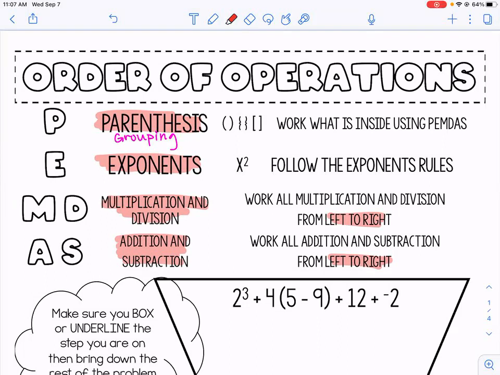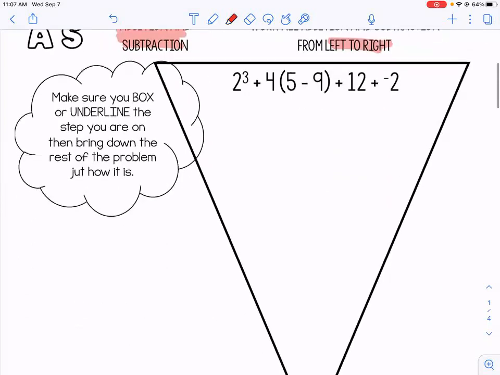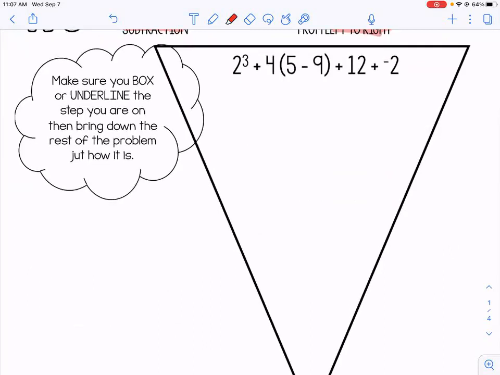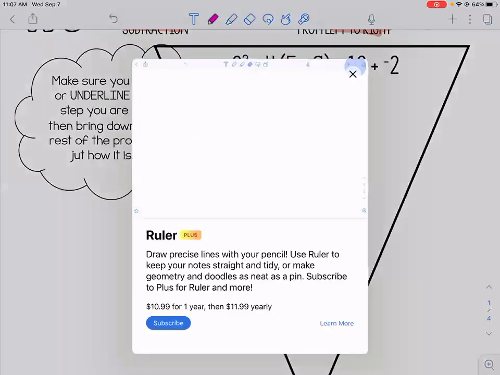Okay, so let's go to this cute little pennant right here. I think it will help us if we take the advice of this little cloud bubble. It says that we should underline the step you are on and bring down the rest of the problem. So if we think about PEMDAS, P for parentheses, do you see any parentheses? Yes. Okay, so I'm going to take my pen and underline our parentheses. Inside our parentheses.